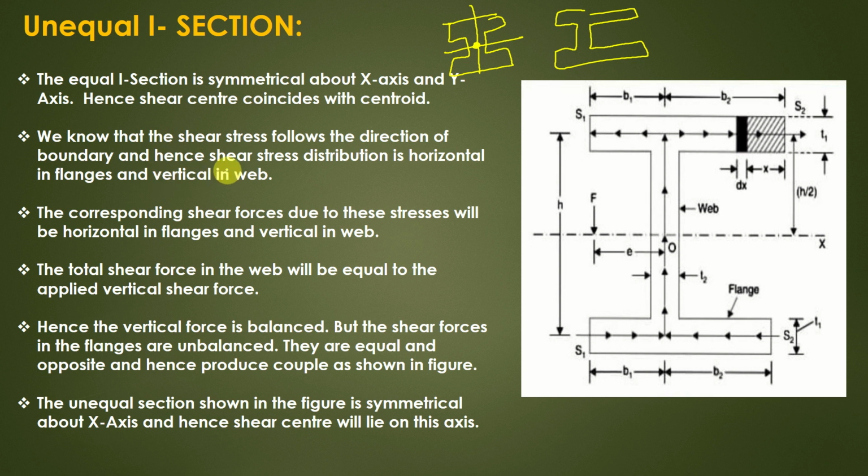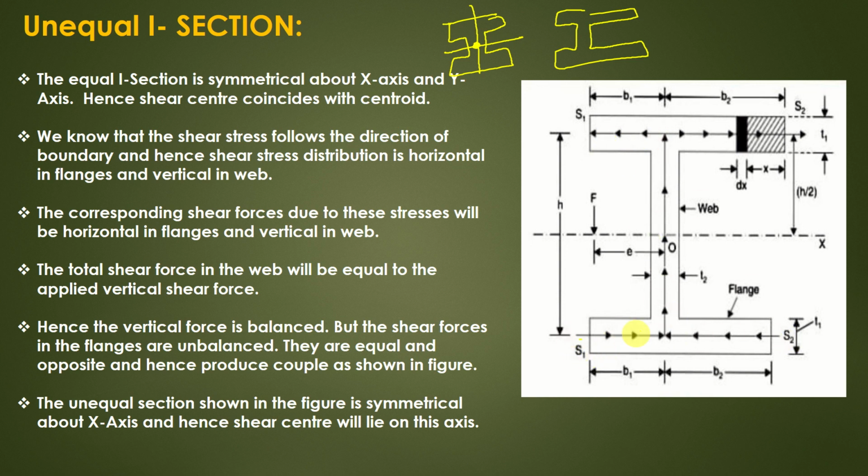We know that the shear stress follows the direction of the boundary, and hence the shear stress distribution is horizontal in the flanges and vertical in the web. I have already told you, as the section is I shape, the shear path will also be in the same shape, because whenever you apply some shear force on the section, it will not be applied suddenly, it will flow along the section. So from bottom to top, the flow will be like this.